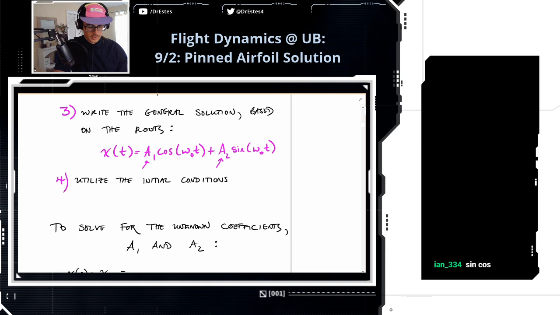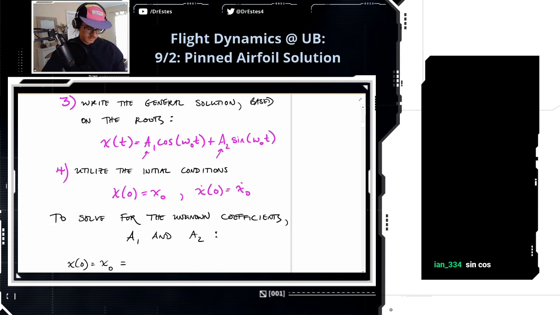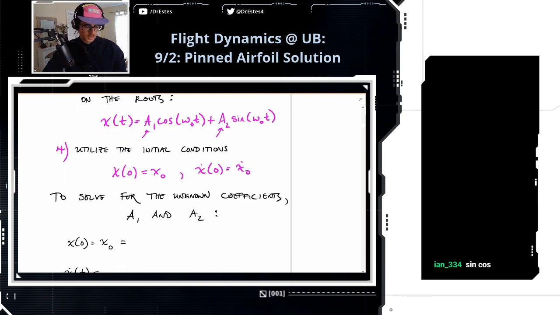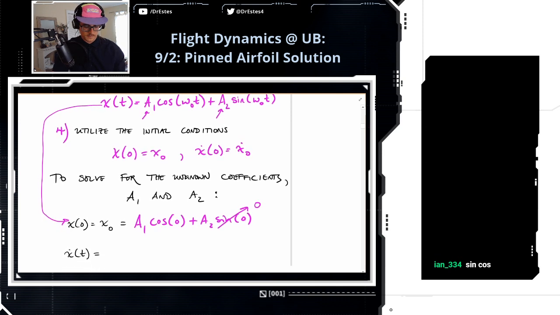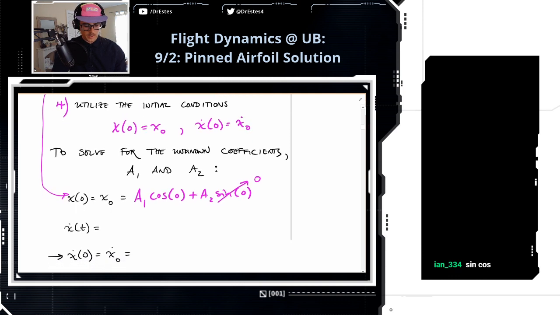right? So we have two initial conditions. You have an initial position. You have an initial velocity. Okay, so we're going to use those conditions. So I take my equation. I evaluate it at 0. That should be equal to my initial condition x naught. So that's going to be a1 cosine of 0 plus a2 sine of 0. And we know sine of 0 is 0. So that actually gives us a1 right away.